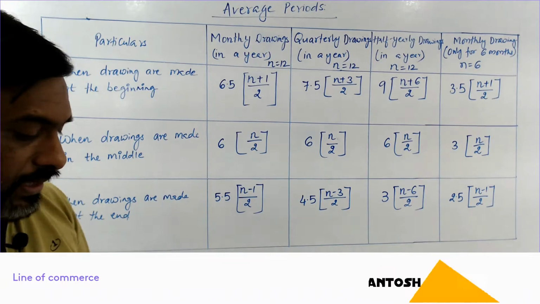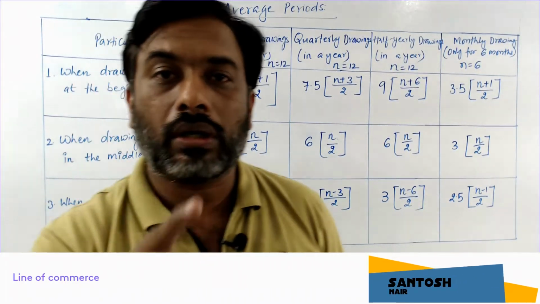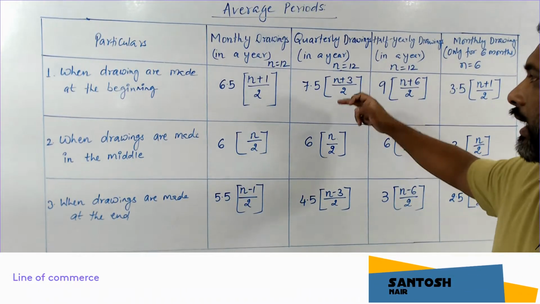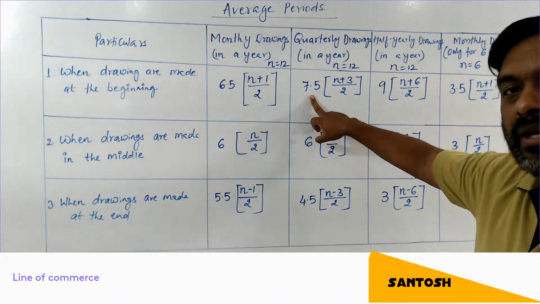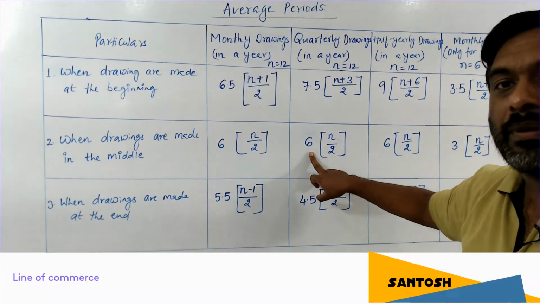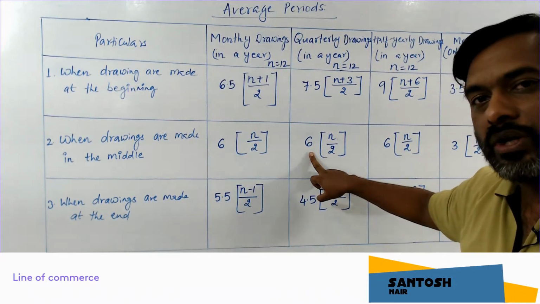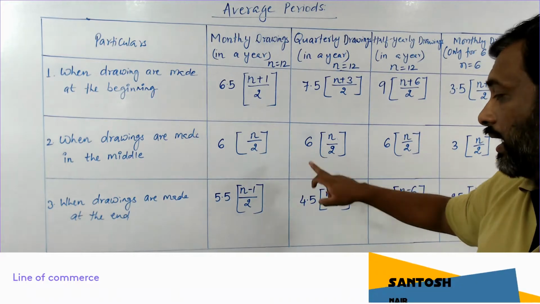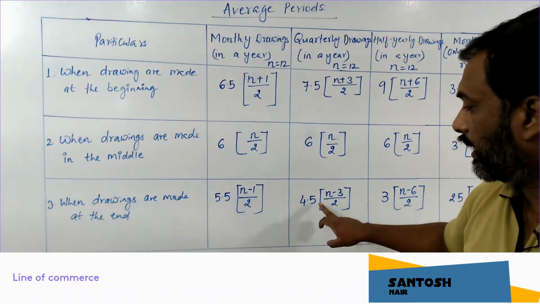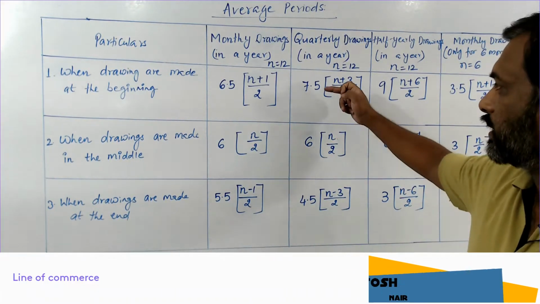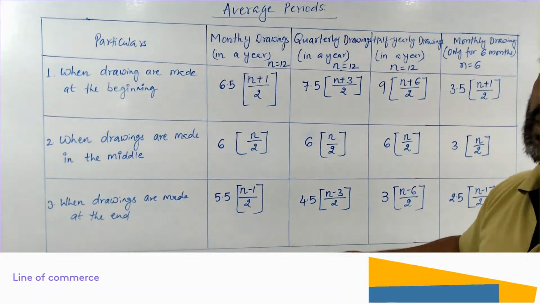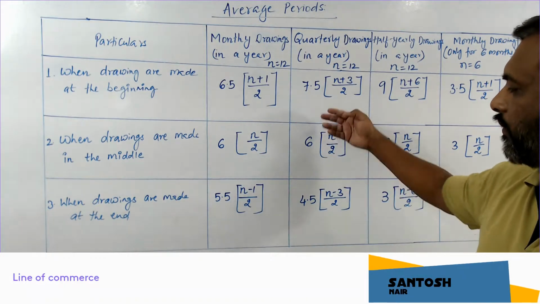Now let us see the average time periods if it is quarterly withdrawal. In the beginning of each quarter, the average time period you have to take is 7.5 months. If it is in the middle of each quarter, it is 6 months. And if it is at the end of each quarter, then it is 4.5 months. So this is 7.5, 6 and 4.5 months for quarterly withdrawals. Now if you see here, there is a 1.5 months difference.